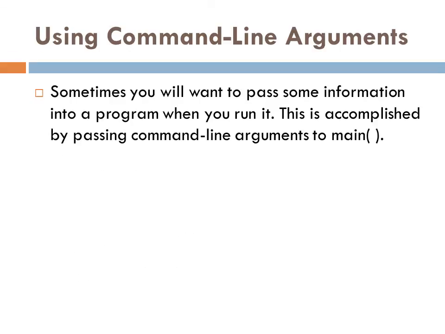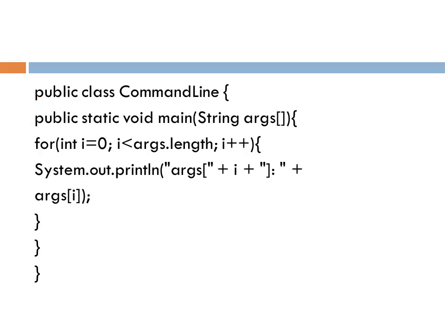Using command line arguments. Sometimes you will want to pass some information to the program before it runs. That can be accomplished by using command line arguments. When we pass command line arguments, they are automatically transferred to the String args array. Those arguments are given as parameters to the main method. The data that we send from the keyboard will be received into the args array.